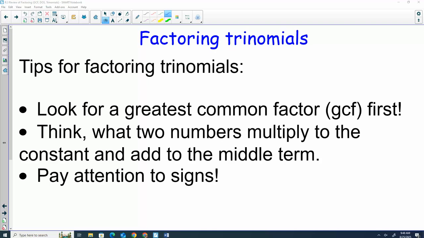Trinomials. Remember when we talked about polynomials, we said trinomials were the special case where it had 3 terms. Typically, you're used to seeing x squared plus something x plus a constant. With those, you still have to look for your greatest common factor.